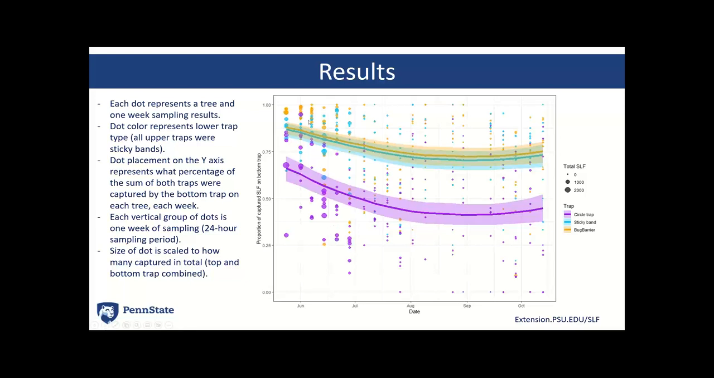And you can see the early numbers were pretty high, what we were catching, the bigger circles. And you can see very clearly here throughout the season, even through the adult phase, the sticky bands and the bug barriers were much more effective at catching a greater percentage of what was present. The circle traps were catching an average, by the time we get out here into the adult phase, of less than 50% of the insects present that were trapped.